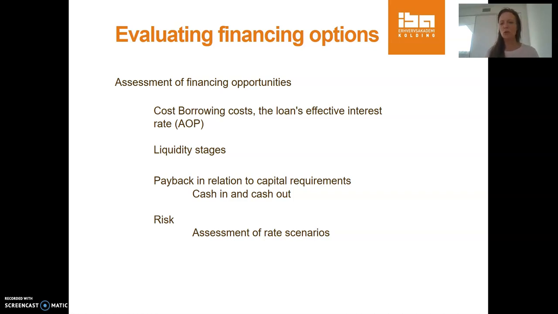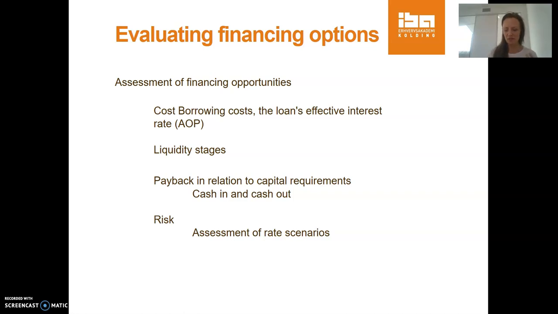So the borrowing cost, we call that in English the annual percentage rate. What is the real rate, the real cost that we actually pay for the loan? Then the company, of course, needs to take into account what kind of liquidity, what kind of cash we need to be able to generate to pay back the loan. We also need to look at what kind of cash inflow we can expect if we do the investment, and what kind of cash out, capital service cost, we need in relation to the financing option.